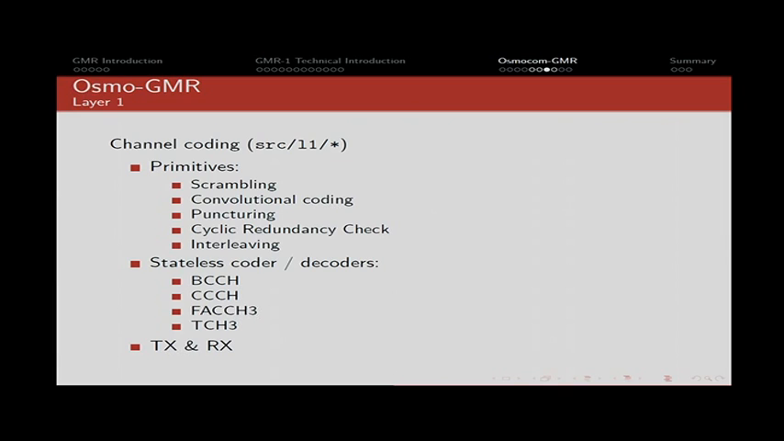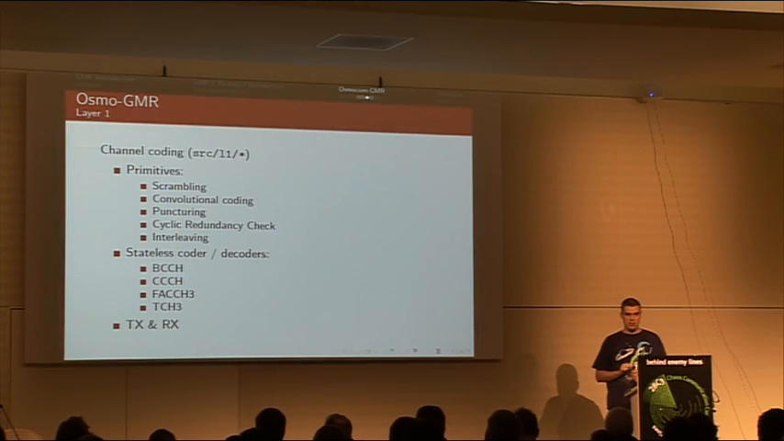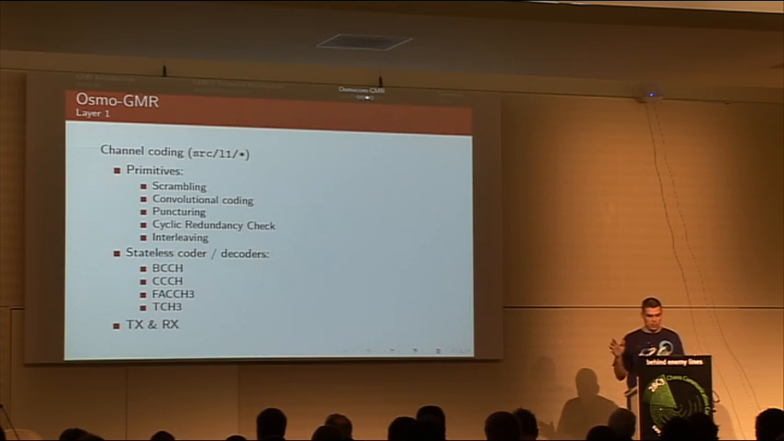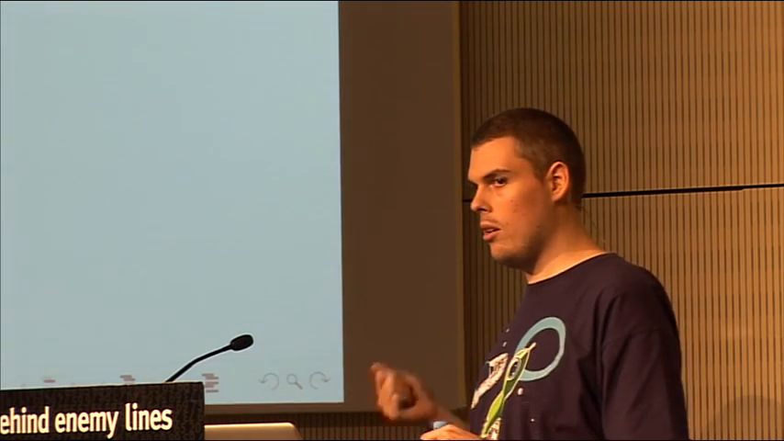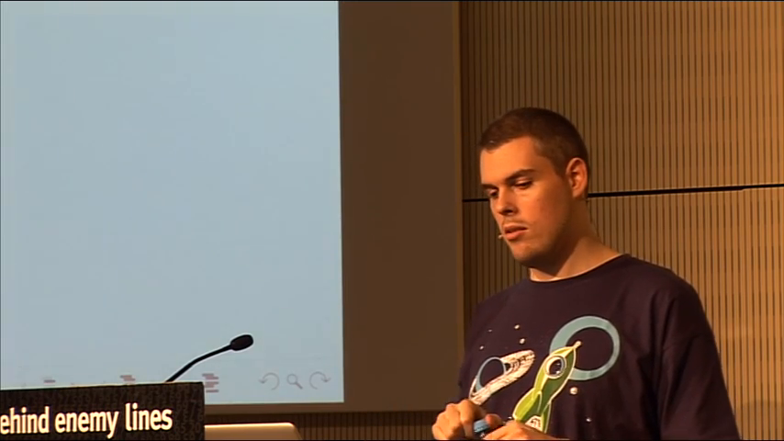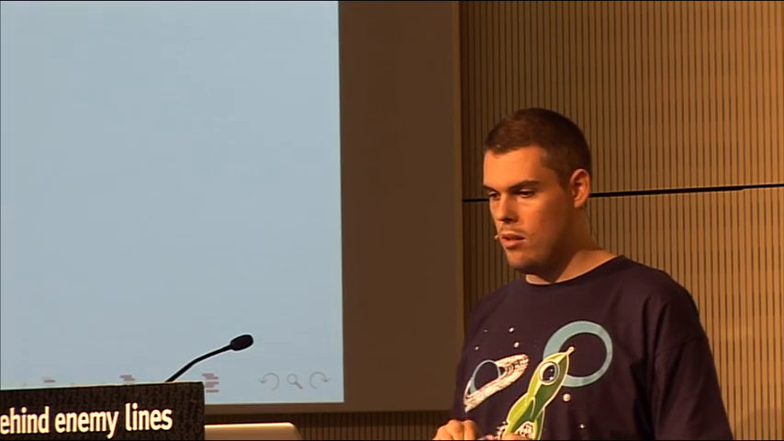And we also have stateless coders and decoders for some of the channel types. The most important one being the BCCH, which is the broadcast channel. So that's essentially the system information messages that describe the network and tell the phone what network it's on, what are the neighbor cells and things like that. CCCH for paging and immediate assignments. And FACCH3 and TCH3 are the actual traffic channels where user data is exchanged. So these are dedicated channels. This entire layer supports encoding and decoding completely.